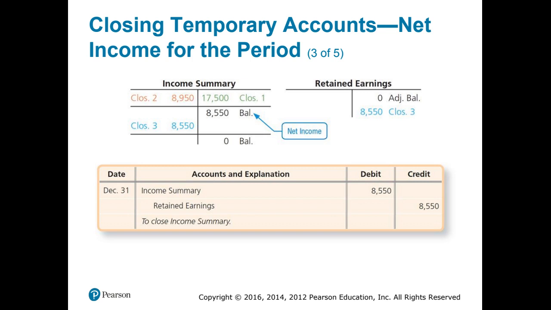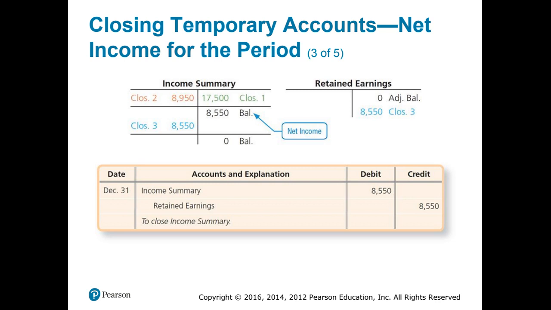So now our income summary has been zeroed out. We have closed that out. We took all of our revenues and expenses and pulled them together into the income summary. And now we're closing out the income summary and putting it all in retained earnings. So we've zeroed out the income summary and moved those amounts over to our retained earnings account.